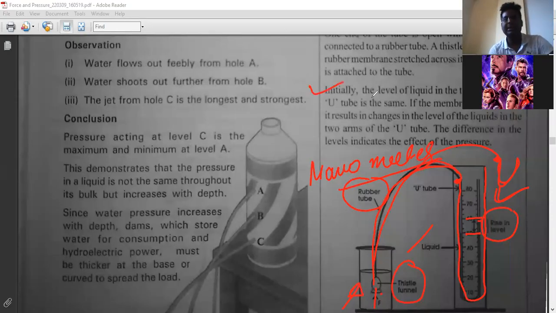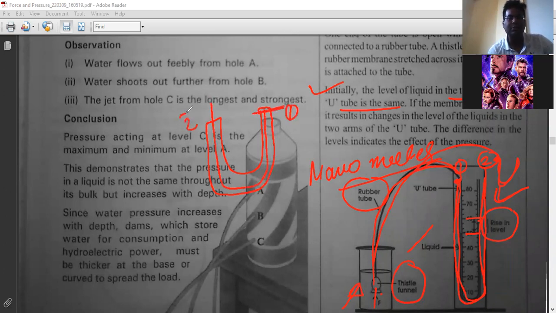You can see initially the level of liquid in the two arms of the U-tube is the same. This is your first arm, this one is the second arm, in which liquid is filled, right? I have taken a tube and its shape is made like this U. I am filling the water here. This is level 1 and this is level 2. Both are equal at a point, right?